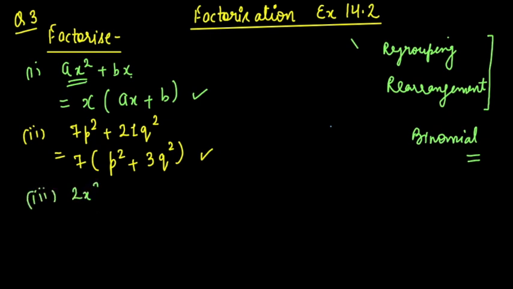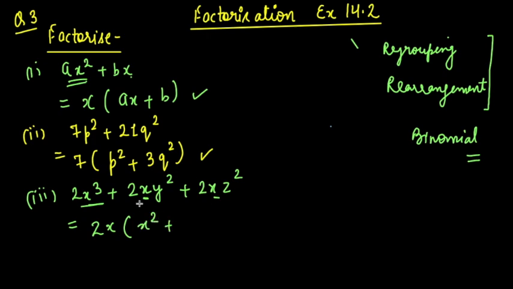which is 2x cube plus 2xy square plus 2xz square. So it's a trinomial given here, and 2 is common in all three terms. The minimum power of x is 1, so I can take x as common. When I'm taking 2x common from here, I am left with x square. If 2x is common, you are left here with y square. 2x is common, you are left with z square. So this is how we have done the factorization of the third part also.